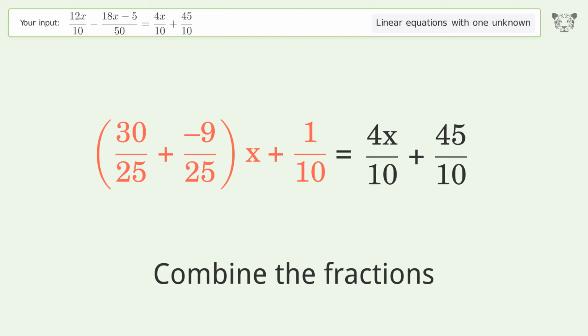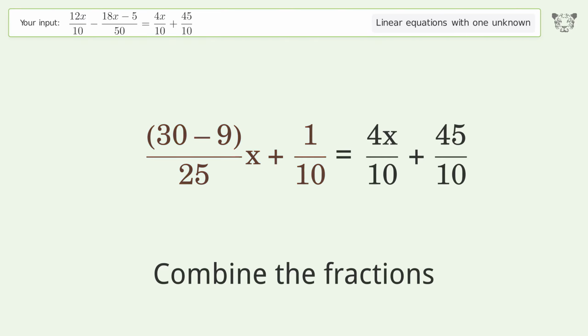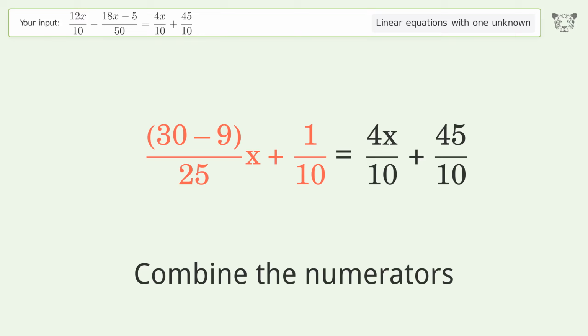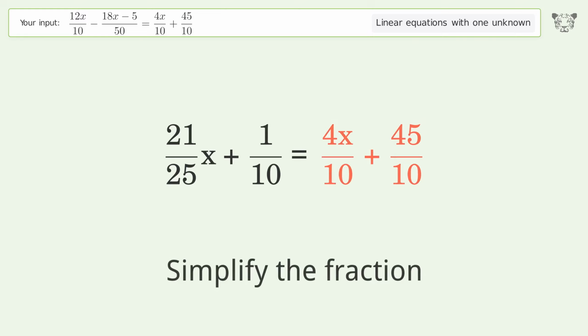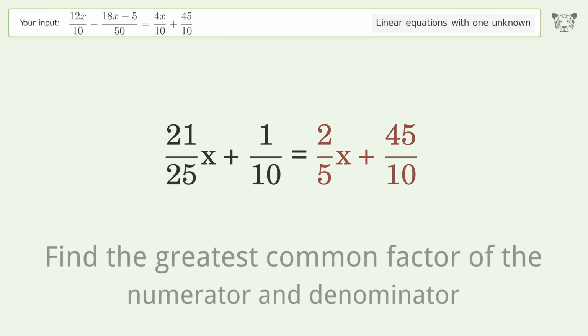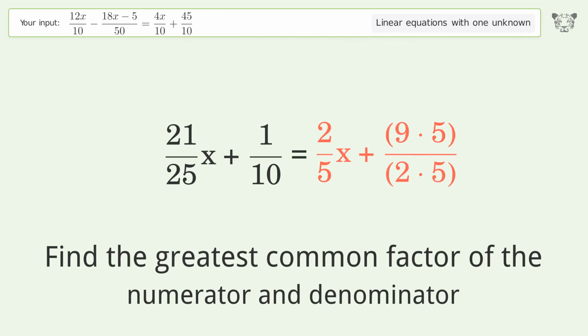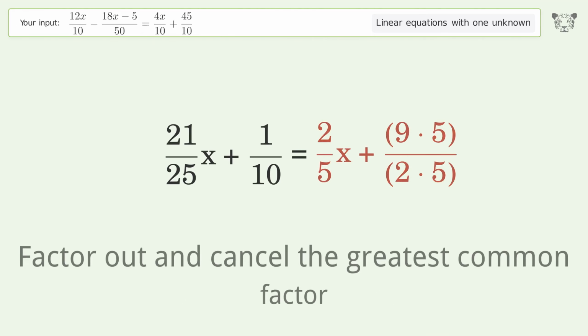Combine the fractions. Combine the numerators. Simplify the fraction. Find the greatest common factor of the numerator and denominator. Factor out and cancel the greatest common factor.